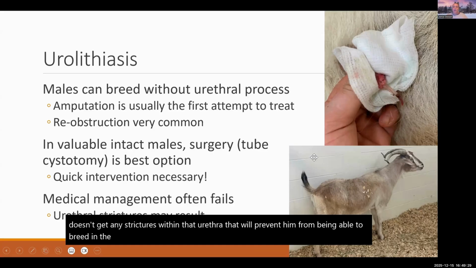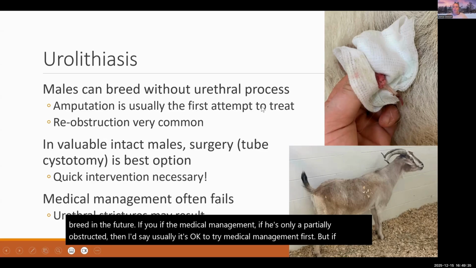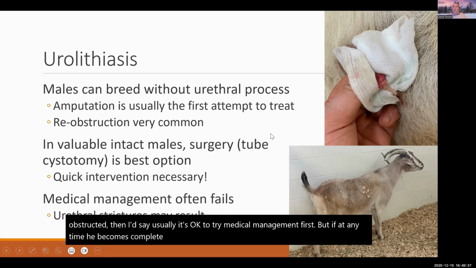If he's only partially obstructed, then I'd say usually it's okay to try medical management first. But if at any time he becomes completely obstructed, be prepared to have to go to surgery for that.